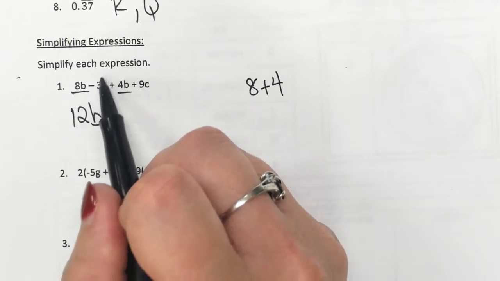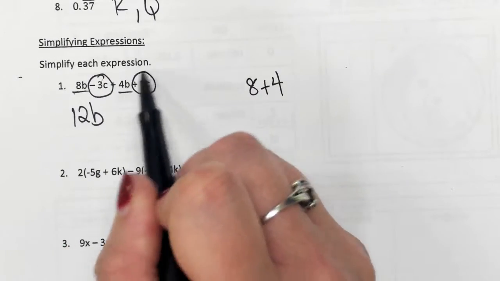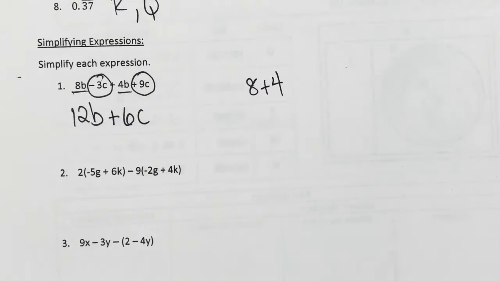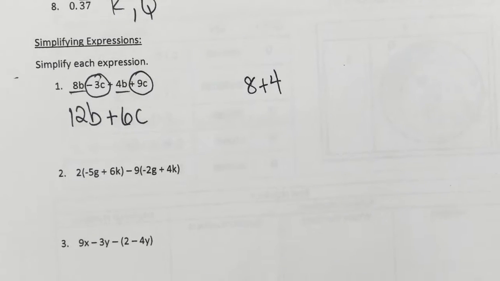All right, last one. Negative 3 plus 9. How much is that? 6. Positive 6C. Yes, we can factor that out, but we will cross that bridge a little bit later when we go over it, okay? All right, number 2.